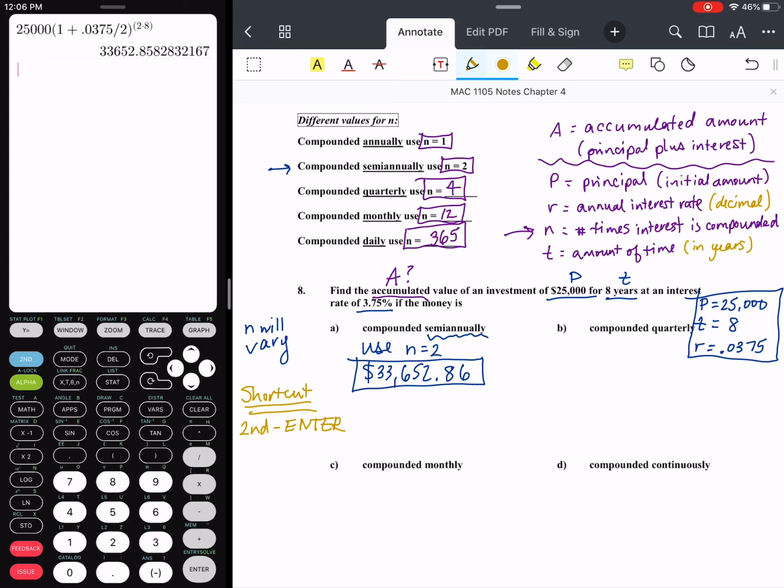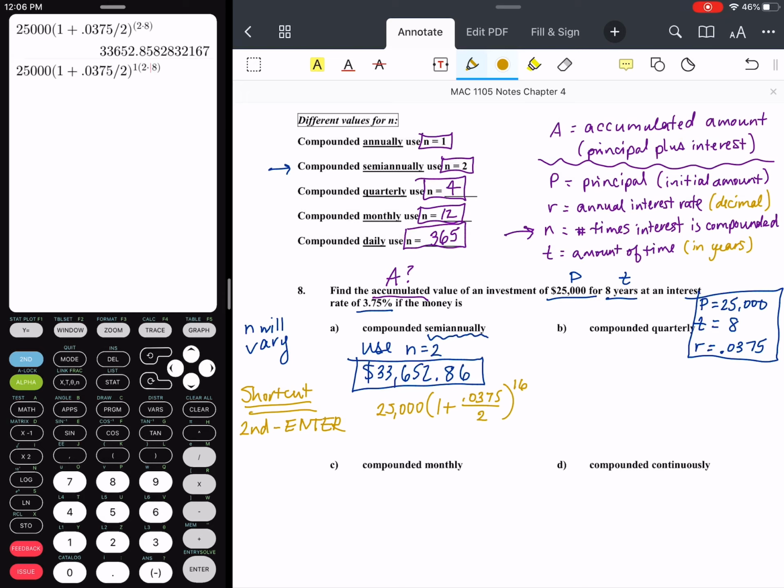So for example, we were typing into our calculator 25,000 times 1 plus 0.0375 over 2 raised to the power n times t, 2 times 8, which obviously is 16, right? So let's say we wanted to type in this calculation instead. If I hit second and enter, I can go back. And for my exponent here, I can type in 16.